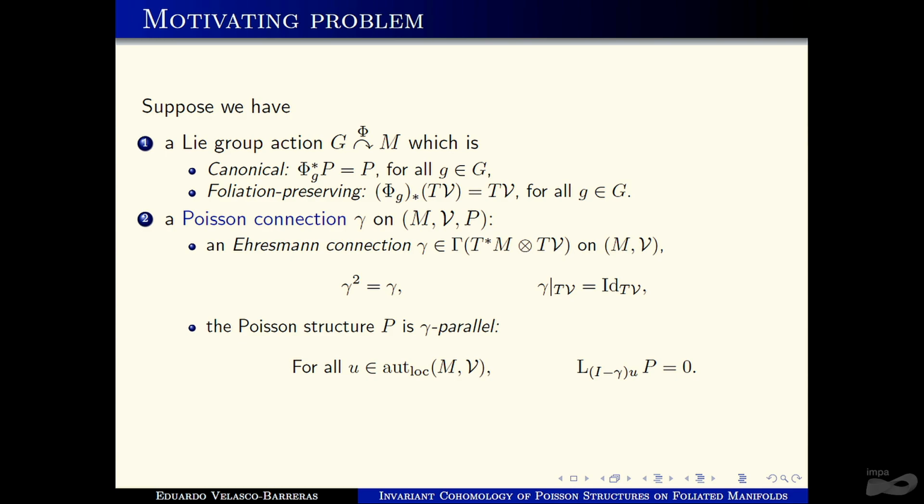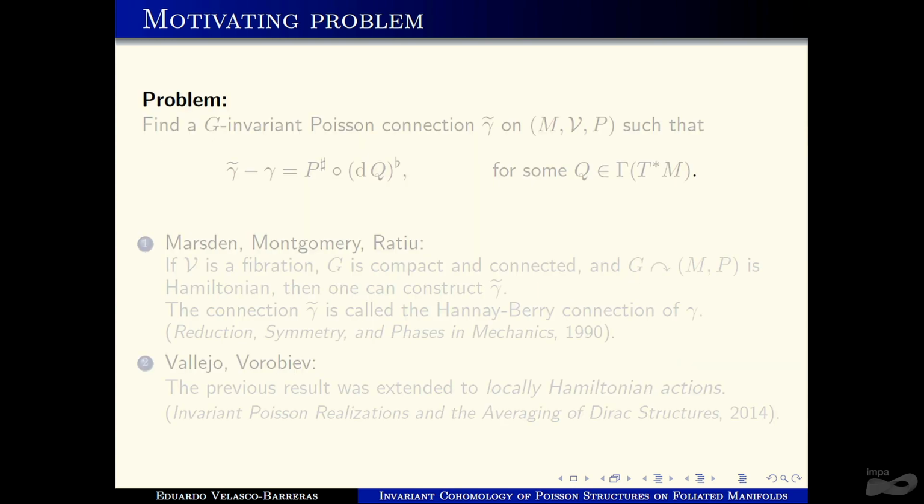So we have a Lie group action and a Poisson connection, two independent structures on a given Poisson foliation. And the question is if we could construct a new Poisson connection which is invariant under the given G action, but related to the first connection in the following manner, so that there exists some one form Q such that the following relation holds. This is a very old problem.